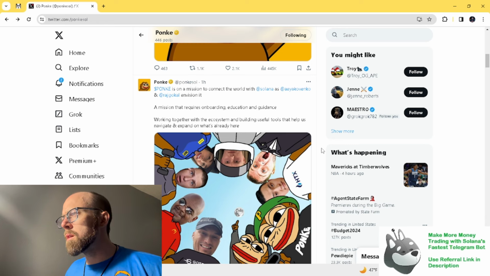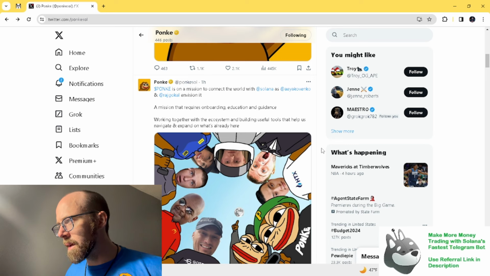And then 3 hours ago, more casinos for the degenerates. Ponke is a revolution and it won't stop now. Thank you, Playbit, for letting these degenerate monkeys in the Ponke army roam around your quarters. Just the beginning. So looks like they're doing some sort of giveaway if you want to get involved with some casino action right there.